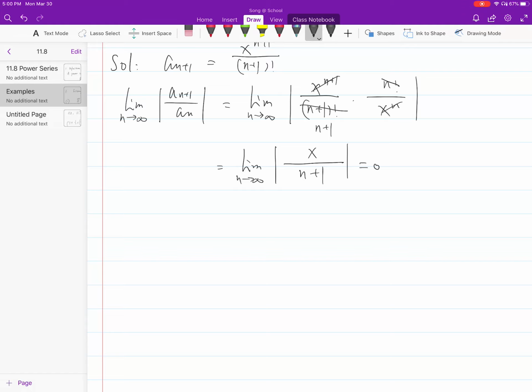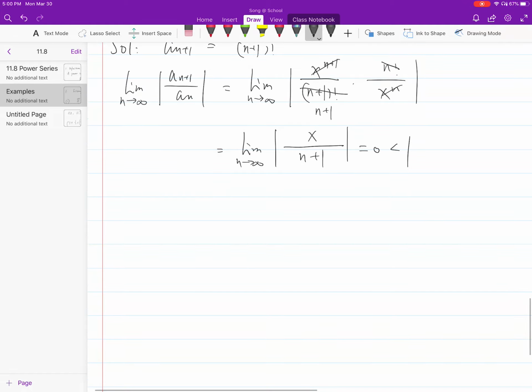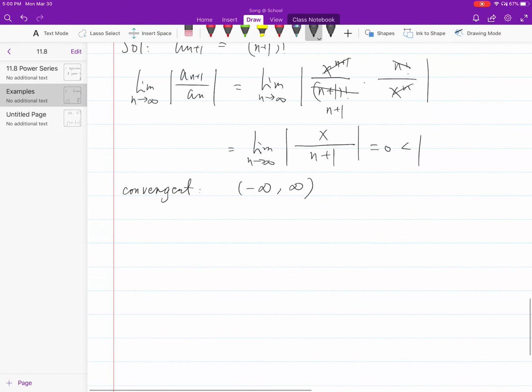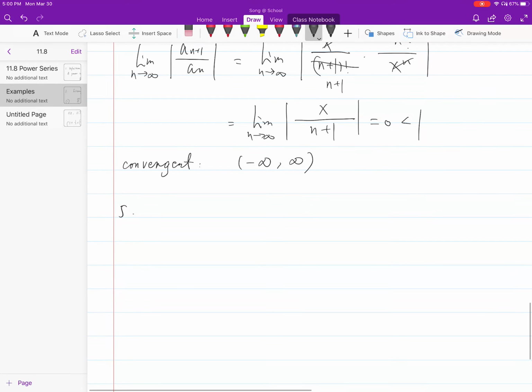Is 0 less than 1 or bigger than 1? It's less than 1. So this one is convergent. And it seems like it doesn't matter what x we plug in, it's always convergent because the ratio test always gives you 0. Then what we can say is the interval of convergence is simply this. It's all possible numbers. Okay, that would be pretty interesting. So this case does happen.